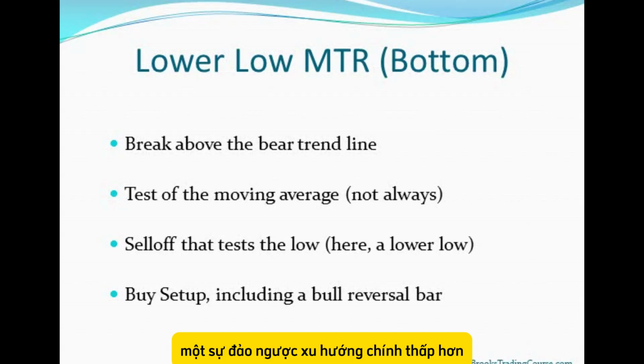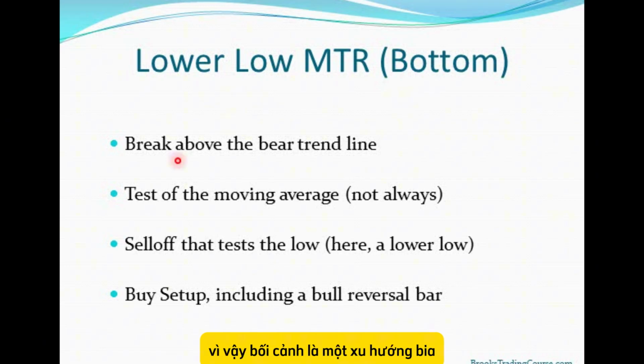A lower low major trend reversal, in other words a bottom, you need a bear trend, and then you need a break above the bear trend line, in other words a break out of the bear channel. Preferably you'd want the rally to be strong enough to reach the moving average, but that's not necessary. After that, you need one more sell-off. You want a test of the bear low. Since we're talking about a lower low major trend reversal, here I'm looking for a test of the prior low that goes below the prior low. And then finally, I want to see a buy signal bar, preferably a bull reversal bar.